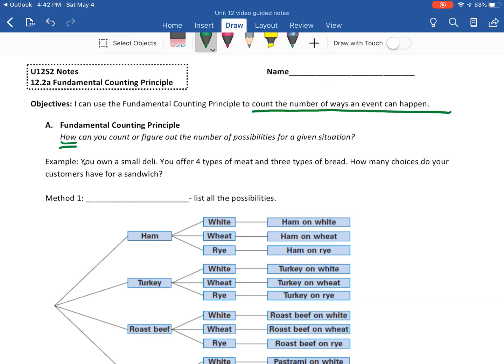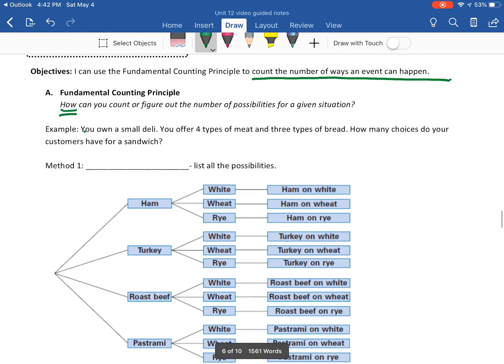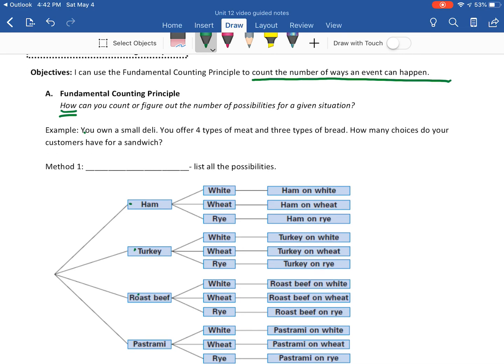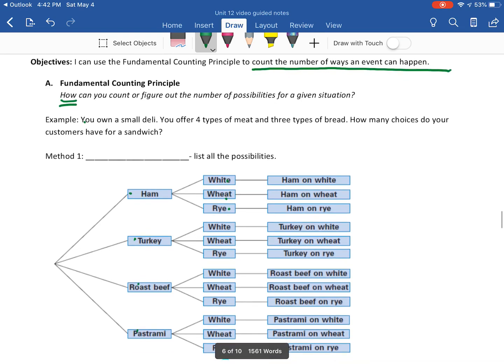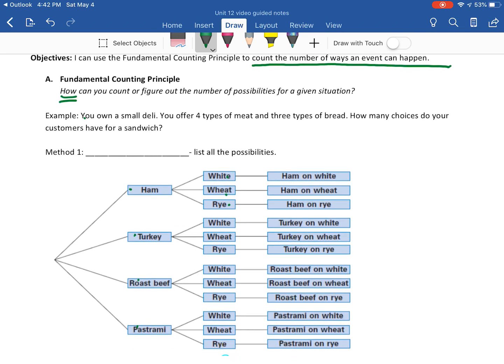Say you own a small deli. You offer 4 types of meat, for example, ham, turkey, roast beef, and pastrami, and 3 types of bread: white, wheat, and rye. How many choices do your customers have for a sandwich? One method of figuring this out is just to list all of the possibilities, and that's this diagram we have right here. These are all of the different possible sandwiches you could make from this combination of meat and bread, and there are 12 different sandwiches. So that's one way to figure this out.